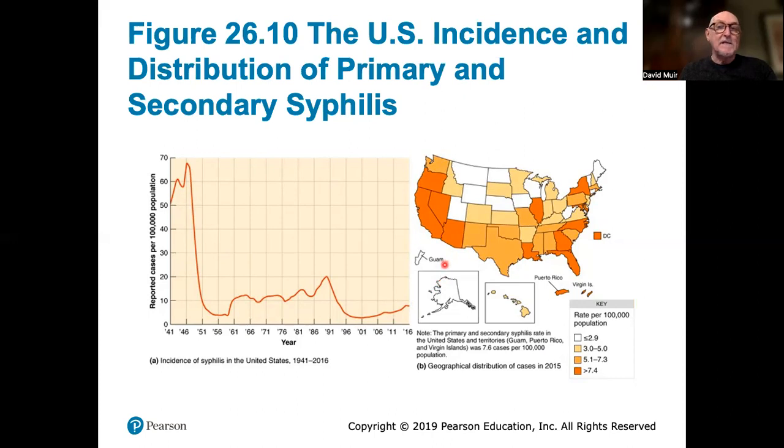And that increase is predominantly in young people, 15 to 25. So then that is exactly what you expect in your most sexually active population.